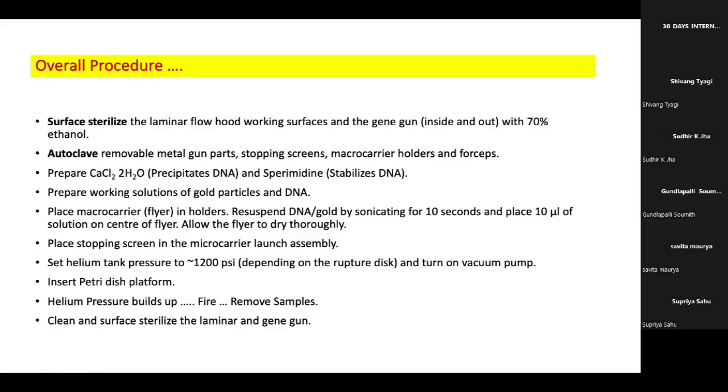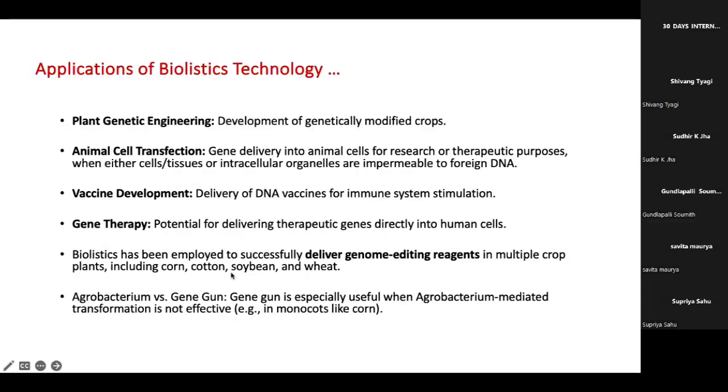So this is an overall procedure for the ballistic mediated method of transformation. Much of the facts we have already talked about, so no need to repeat the same thing. Here I mentioned the helium pressure, that is 1200 psi, pounds per square inch. This pressure depends on the use and the capability of the rupture disk, how much pressure you want, and which type of cells you are using. So it can vary. The rest of the things have already been covered.